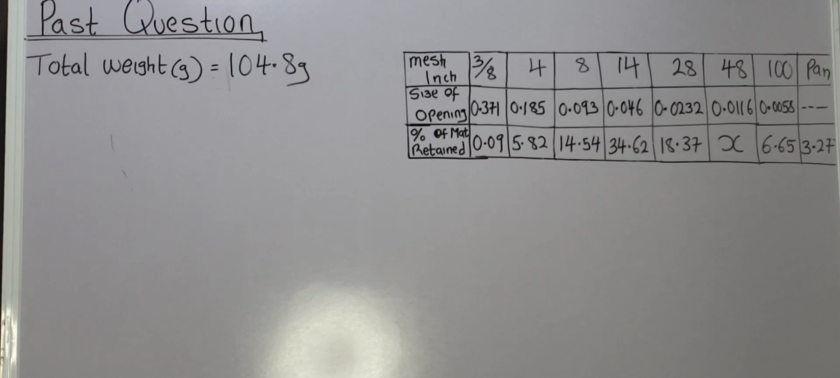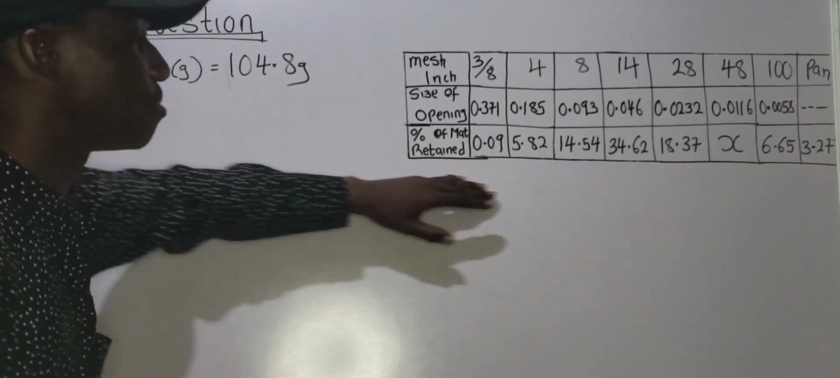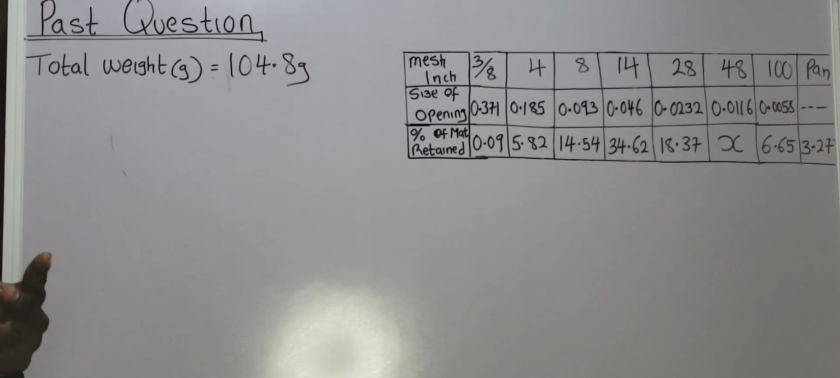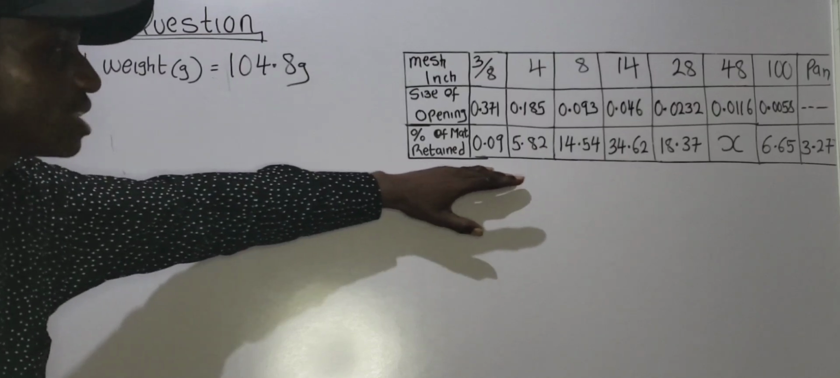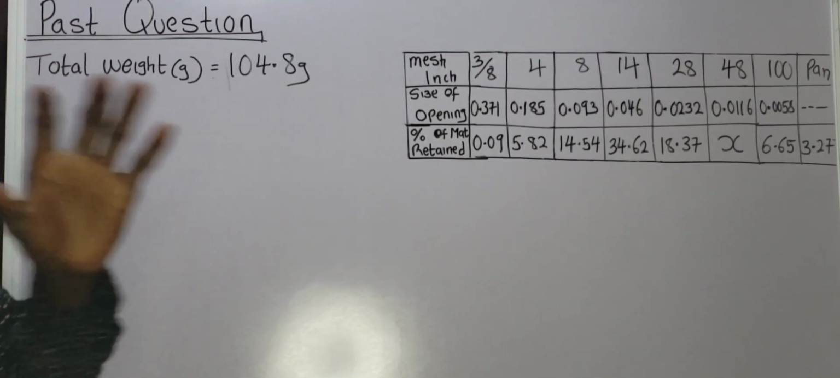To calculate the value of x, don't forget that percentage means a number expressed as a fraction of 100. Therefore, the percent of material retained here must be summed up to 100, because when we talk about percent, we are making reference to 100. All the values that you see here have been expressed as a fraction of 100. That is what percentage means.